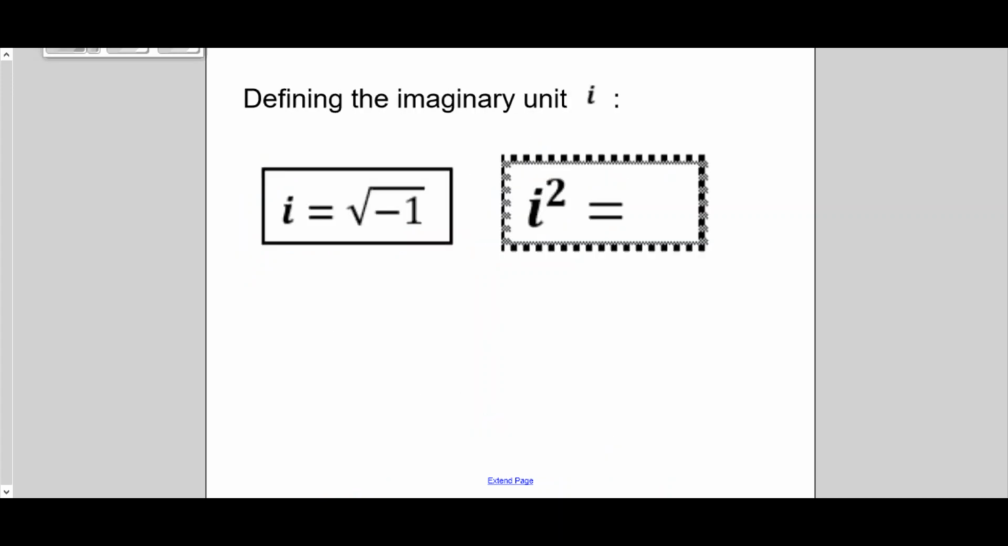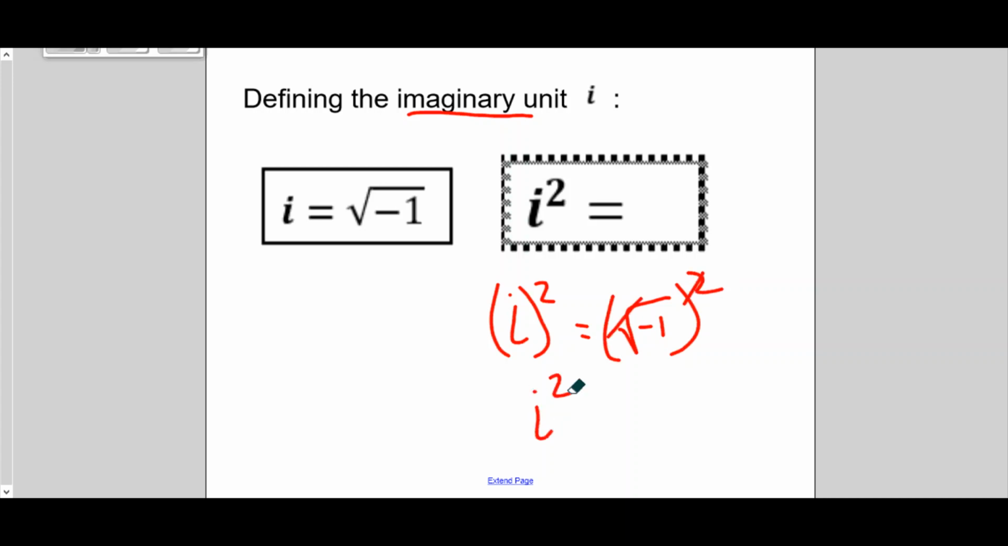Lastly, we're going to define the imaginary unit i. So i is defined to be the square root of negative 1. Then if I squared that, so if I did i squared, then I would also square the square root of negative 1. So if I square that, notice the square and the square root cancel off, so I'd get i squared is negative 1. So i squared is negative 1.